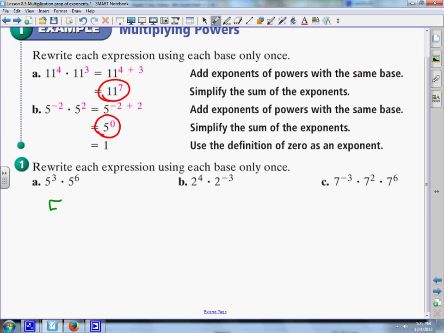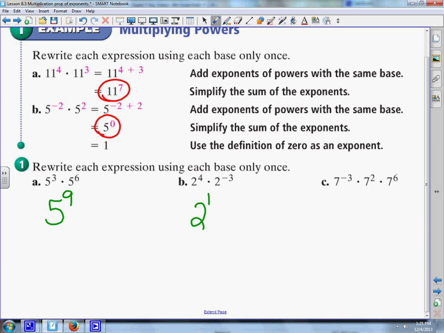Okay, this would be 5 to the 9th power. You're just adding the 3 and the 6. Here, 4 minus 3 is 2 to the 1st power, which is 2. And here you have negative 3, you have 2, and then you have 6. So, if you're not seeing this, it would be 2 plus 6 is 8, minus 3 is 5. So you'd be left with 5.